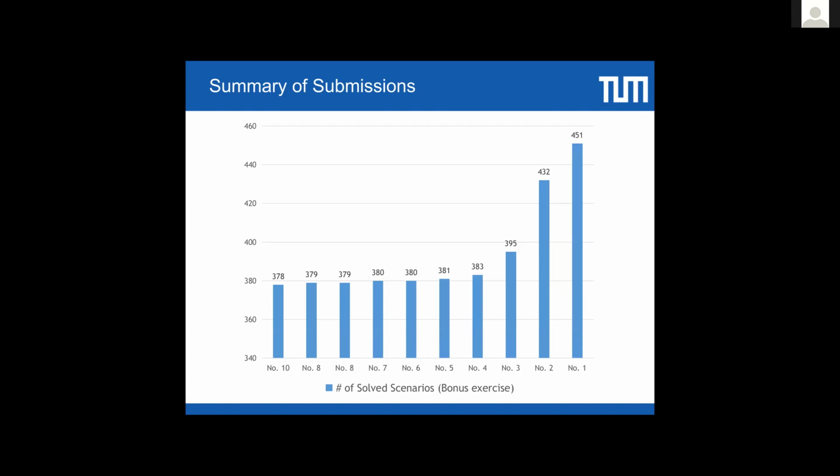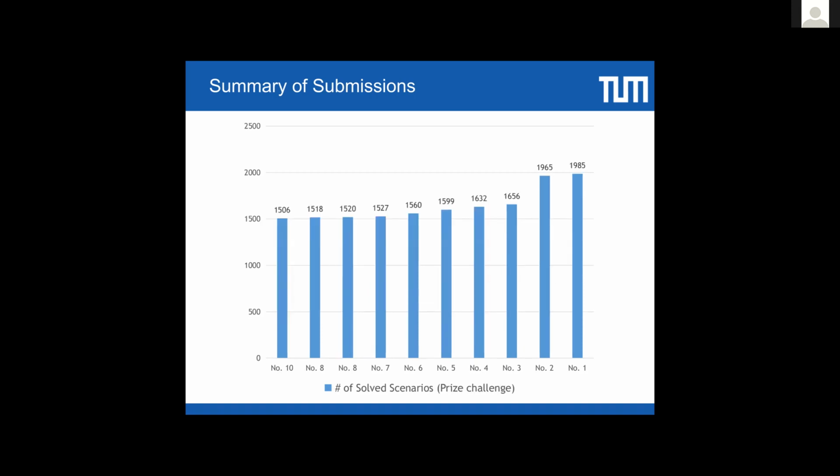This chart shows the number of solved scenarios. So in the bonus exercise, we provided like 500 scenarios. As you can see, the top student had 450, and the second place had 430, and it goes down to 380. So yeah, I would say the top students probably have a better insight, or maybe they have a better algorithm. So we'll see in a while how they solved it.